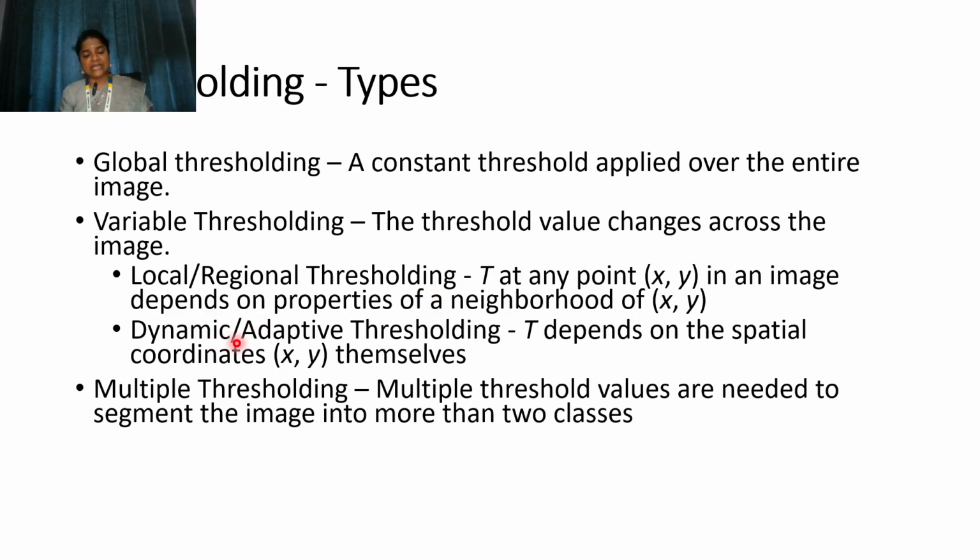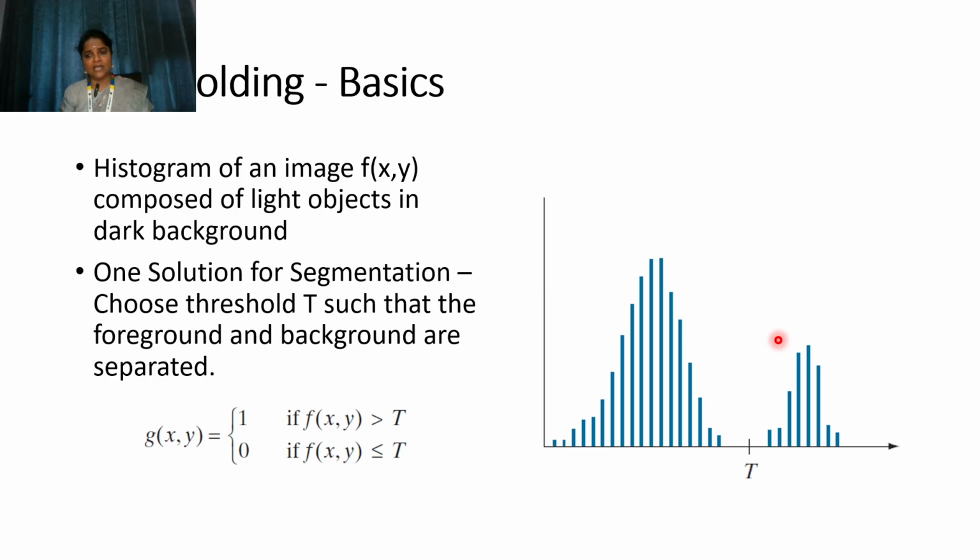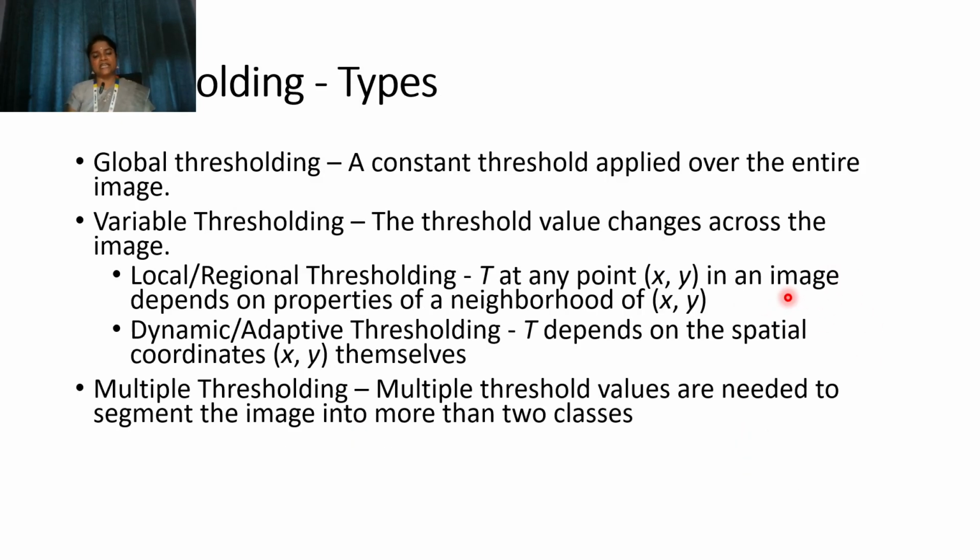Next we are going to see dynamic or adaptive thresholding. Here the thresholding value depends on the coordinates themselves. We are not going to worry about the property or any other feature. We are just going to worry about the location of the pixel in the image. And finally we have multiple thresholding. If I want to segment the image into more than two classes. Initially we saw only two classes, the foreground and the background. If I want to segment the image into multiple classes, then I need multiple thresholds to achieve that. In that case, thresholding becomes multiple thresholding. So these are the important types of thresholding.